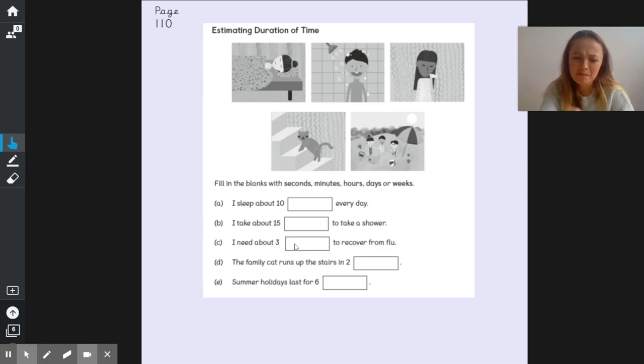Might be a bit different. Maybe you have to think of a different unit of time there. Talk to someone in your family. The family cat runs up the stairs in 2. Summer holiday lasts for 6.